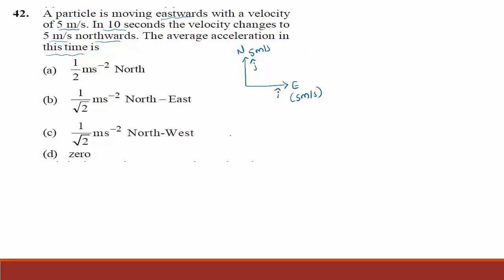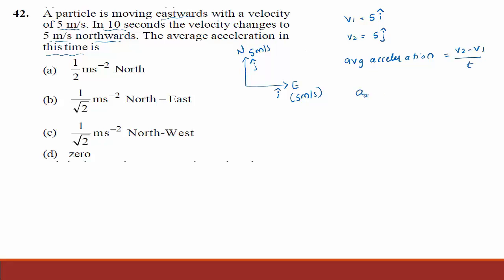Right? Now, here let us take the value of V1 and V2. V1 equal to phi I cap along eastward. V2 equal to phi J cap. This is along northward. So, therefore, average acceleration we can write, that is change in velocity with respect to time, V2 minus V1 divided by time.